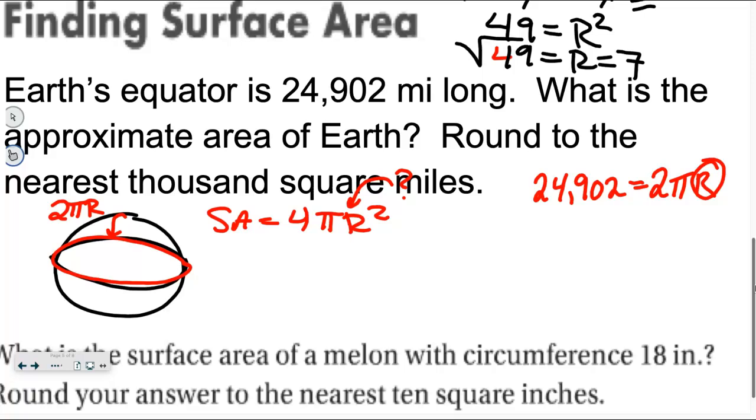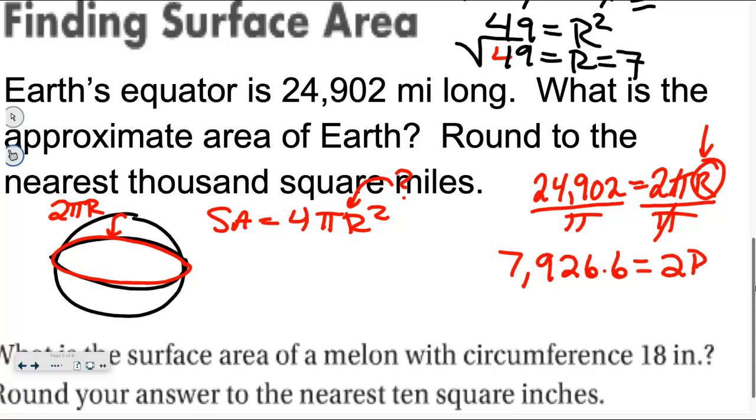So I'll just pick on 2 of you. Alex, if I wanted to figure out what this r is, how would I get rid of the pi that's in front of it? Yeah, so you're going to go to your calculator and do 24,902 divided by pi. That will walk us to our answer. Let's round. It says to round to the nearest thousandth, but I'm fine going to the tenths. So if you do 24,902 divided by pi, we get 7,926.6 is equal to twice the radius.